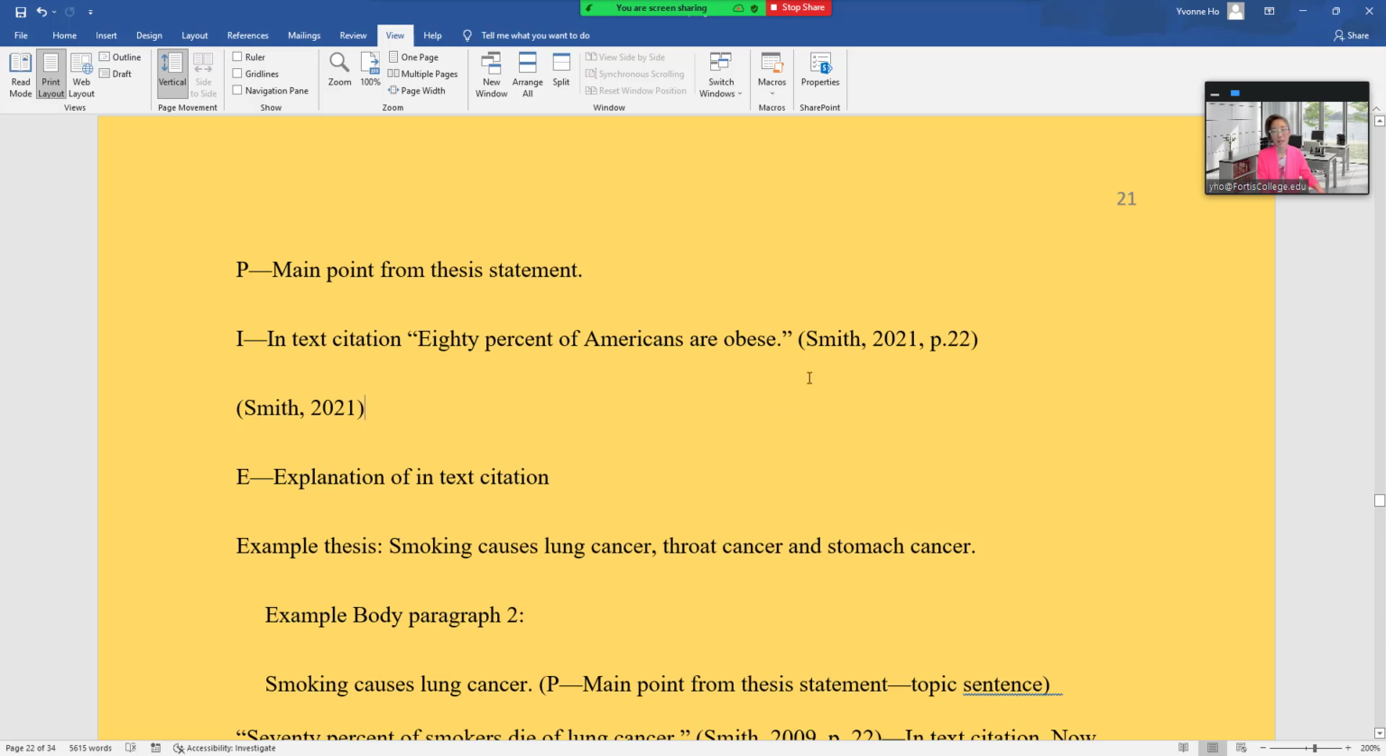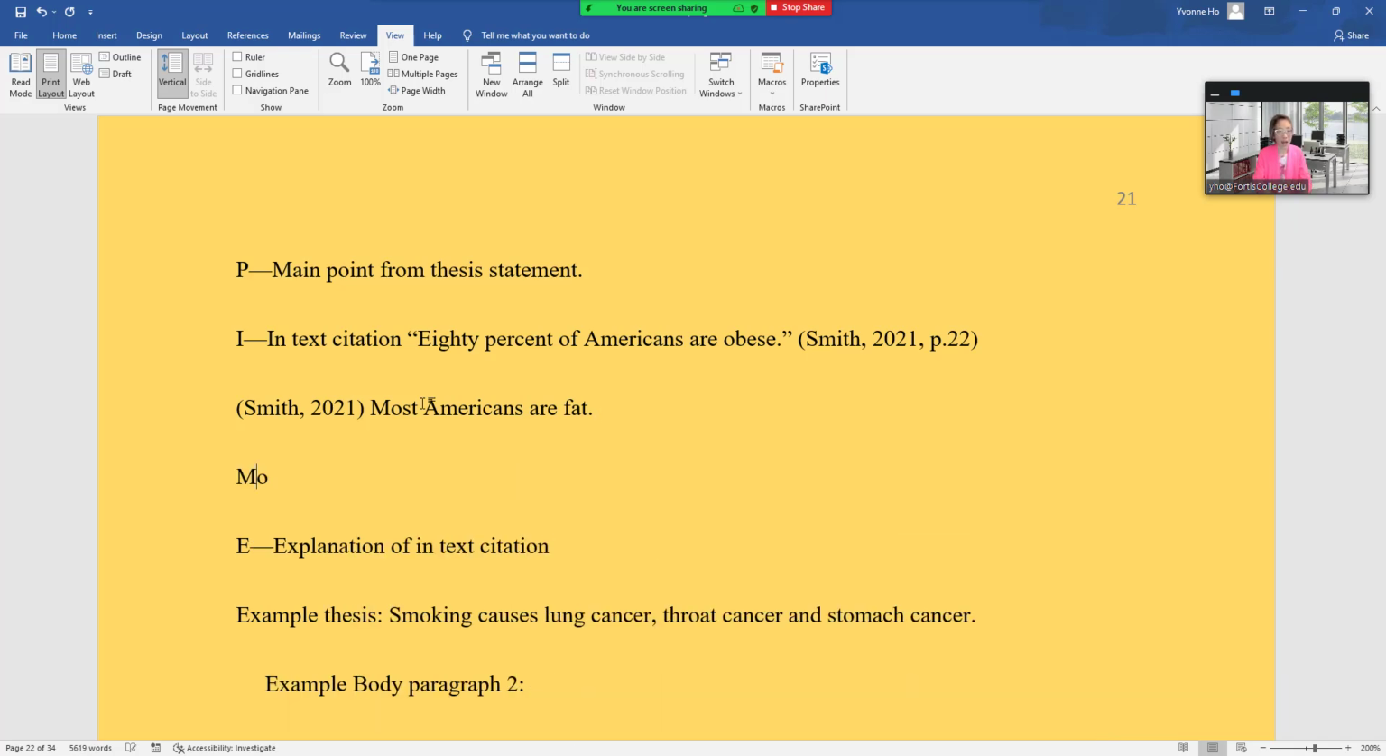And then when we write an in-text citation, if it is a direct quote, we use author name, date, and page number. If it's a paraphrase quote, in other words, if I want to write in my own words, "most Americans are fat," okay, so let's say I put it in my own words. That's known as a paraphrase quote. Then I don't need to put in the quotation marks. All I put in is Smith 2021. I also don't need the page number either. So that is known as a paraphrase quote.